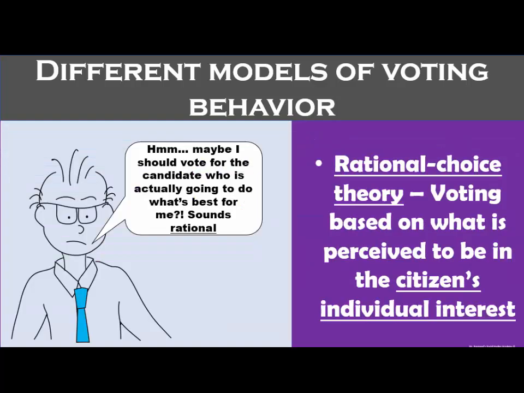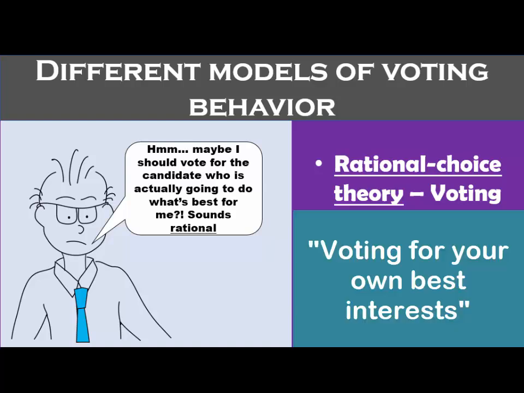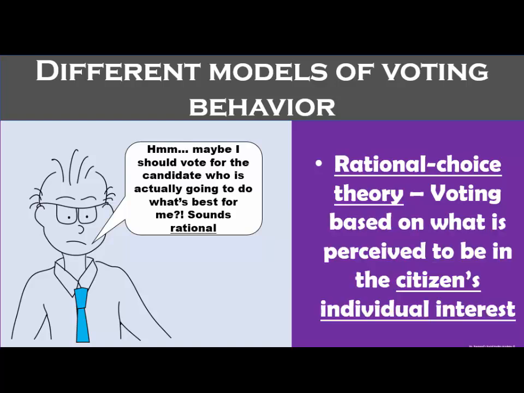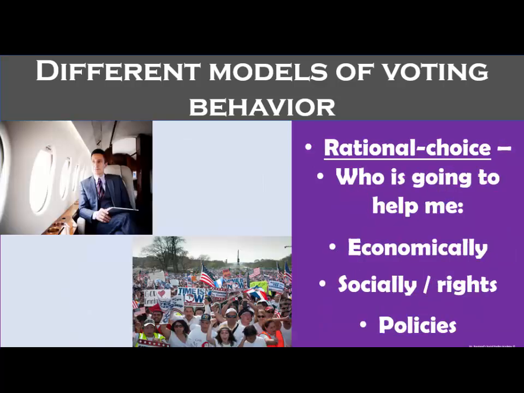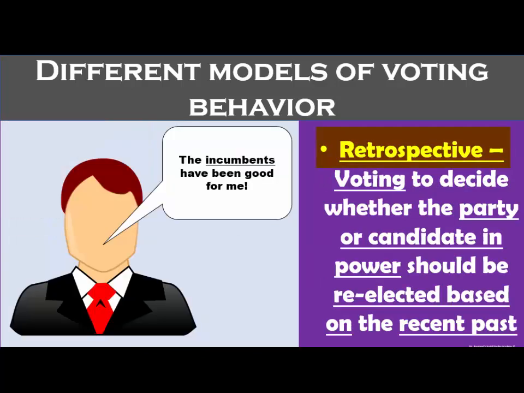Okay, so since these models are added to the curriculum, every textbook and study book I can find has a definition for rational choice theory as, quote-unquote, voting in their best interest. Now, I thought that would have been a given when you're going to vote, but examples of rational choice might be voting based on which candidate is going to do what's best for you, maybe economically or socially.